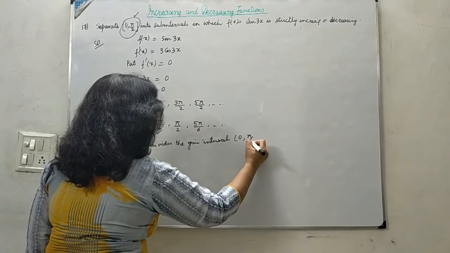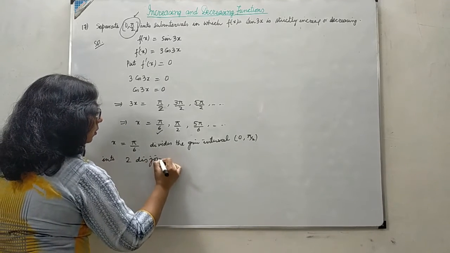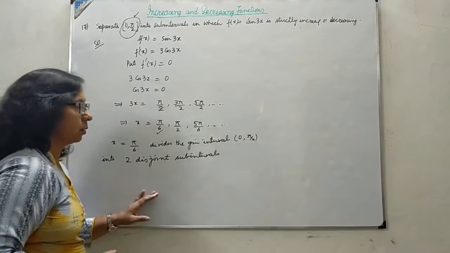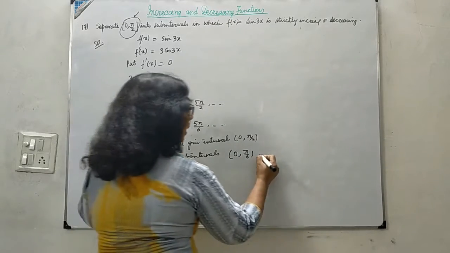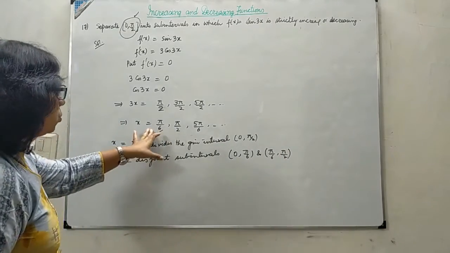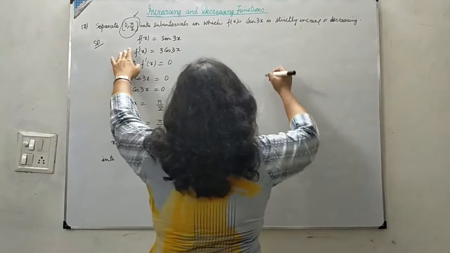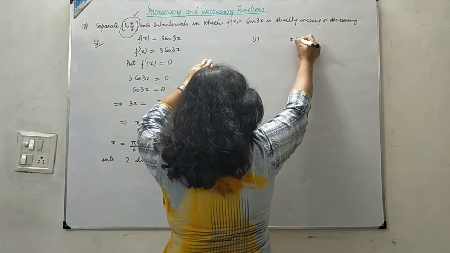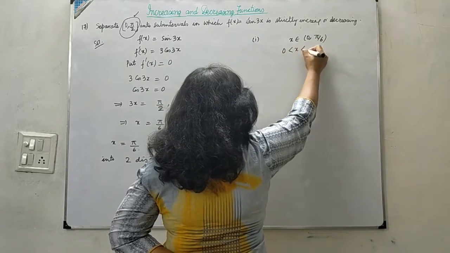0 to pi by 2 into 2 disjoint sub-intervals. What are those? One is 0 to pi by 6 and the other is pi by 6 to pi by 2. Now, you want to check in these intervals whether the function's derivative is positive or negative. There are two ways to check.